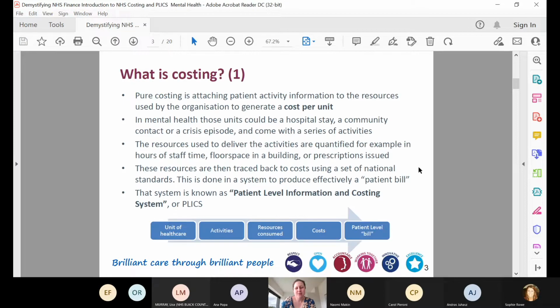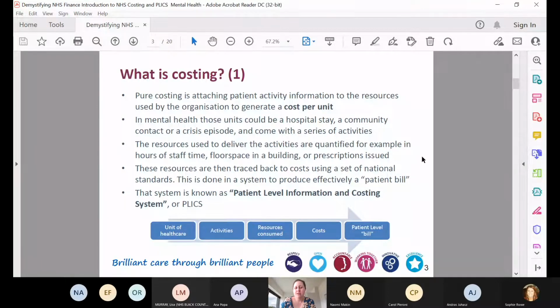So what do we mean when we say costing? Pure costing is about attaching patient activity information to the resources that we use, and that generates a cost per unit. Now, when we say units, that could be a hospital stay. For our mental health services, it could be a crisis episode, it could be one of our community teams. There are a whole host of different activities that make up different units.